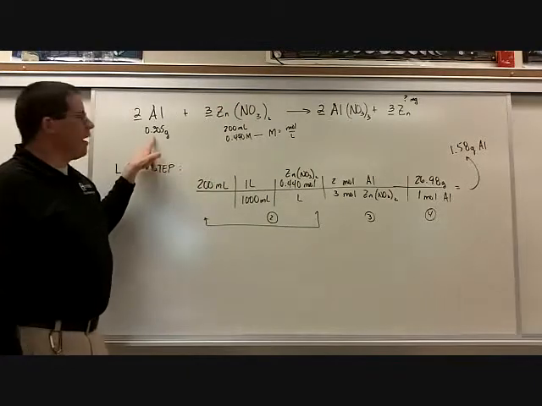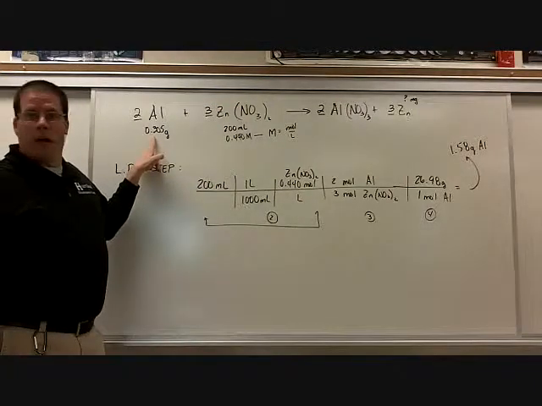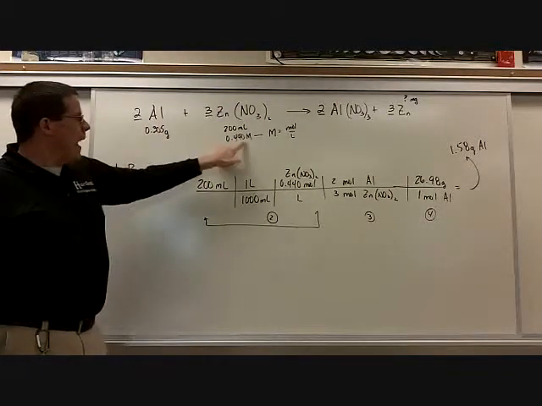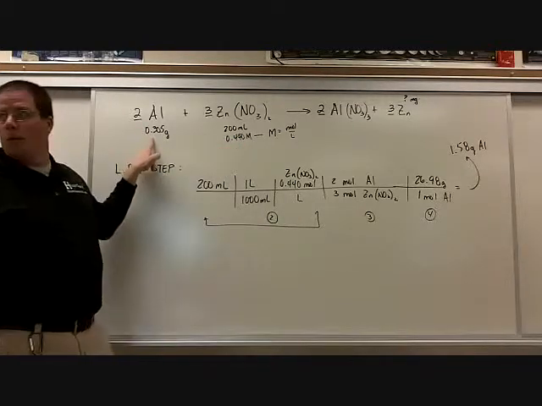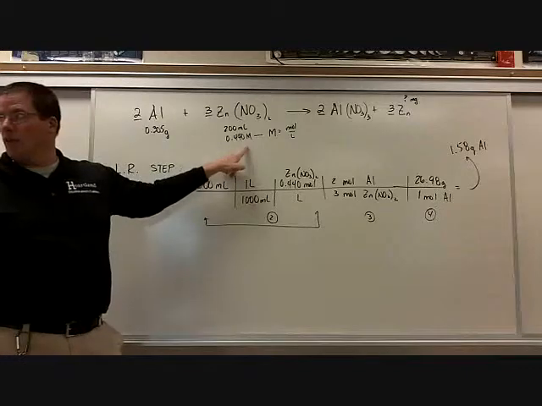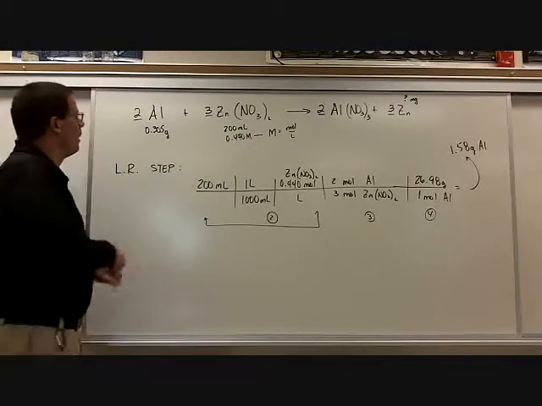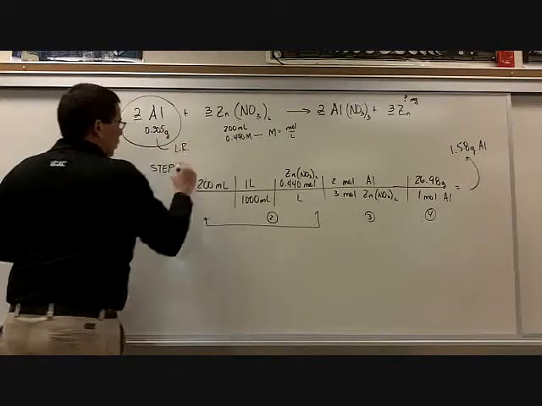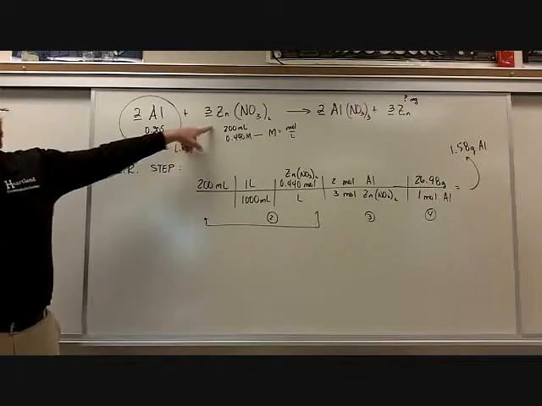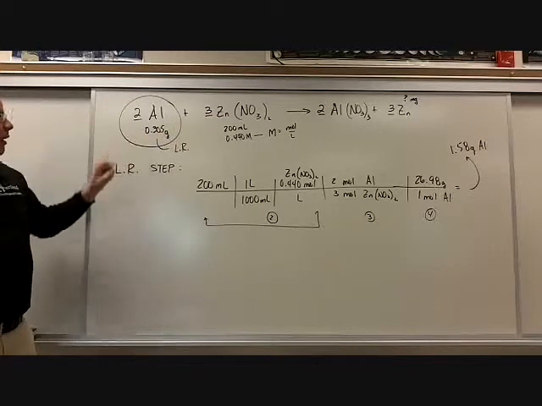How many grams do I have? Not enough. So I am not going to be able to use all of this because I'm going to run out of the aluminum well ahead of the chance of this reacting completely. Since I do not have enough aluminum to completely react with all the zinc nitrate, that's my limiting reactant.